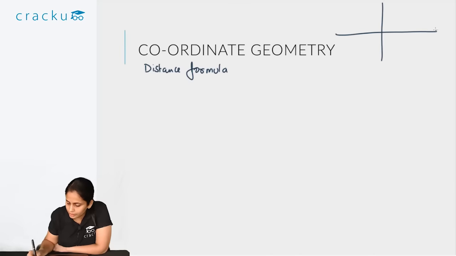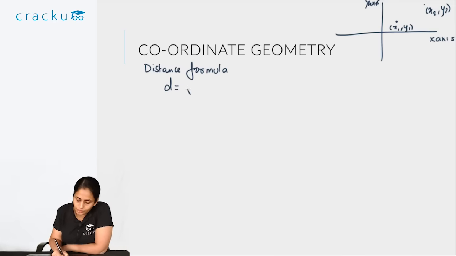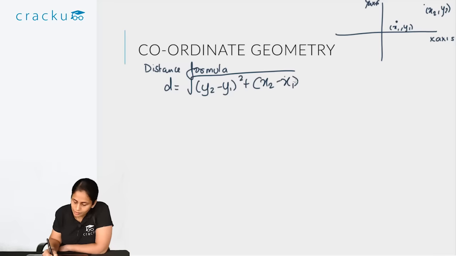So in coordinate geometry, this is defined as the x-axis, this is the y-axis, and suppose there are 2 points x1, y1, and x2, y2. Then the distance between these 2 points is defined by the distance formula as the square root of (y2 minus y1) the whole square plus (x2 minus x1) the whole square. So essentially, the distance between these 2 points is the line joining them. And since these are the coordinates, x2 minus x1 is this length and y2 minus y1 is this length.